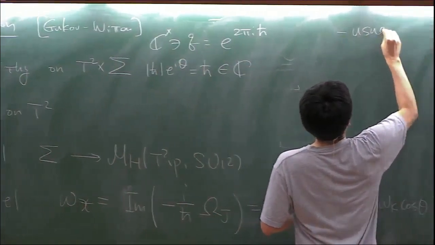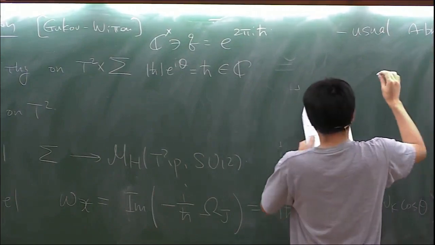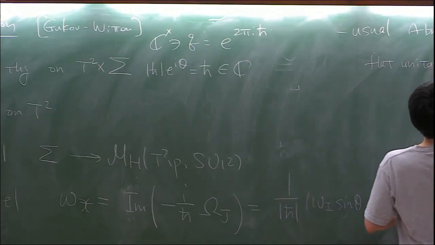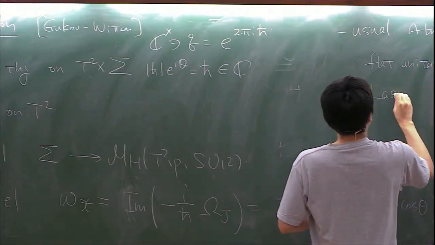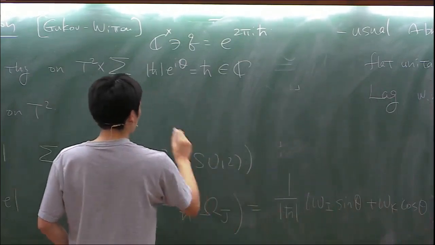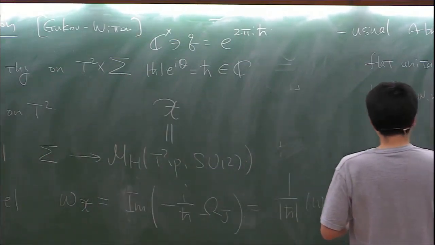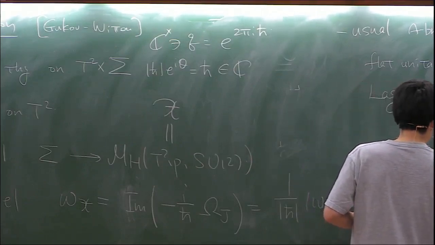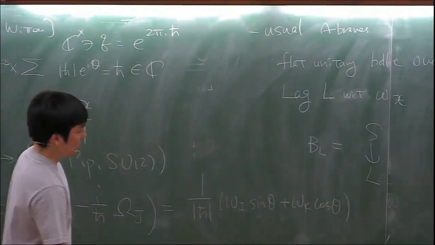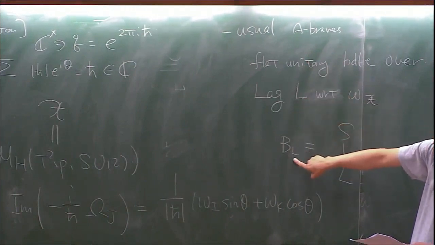And the usual A-brane is given by a flat unitary bundle over a Lagrangian with respect to this omega x. I call this entire moduli space X, that's why I call it omega x. So the flat unitary bundle is over a Lagrangian L. So some bundle over L, that's what I call B_L, the A-brane supported on Lagrangian L.